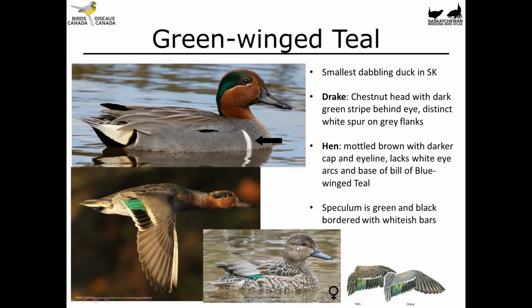but it lacks the white eye arcs that the blue-winged teal had, and it also lacks that lighter coloring at the base of the bill here and the feathers where it articulates here. So the speculum on the green-winged teal is green, giving rise to their name. There's also this black bordering here with whitish bars.